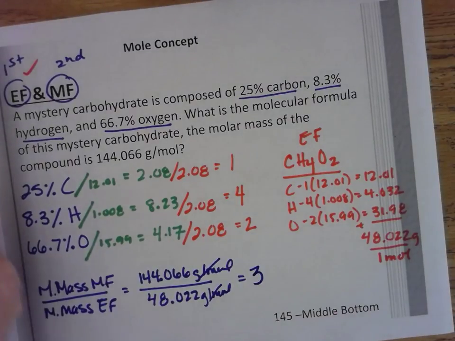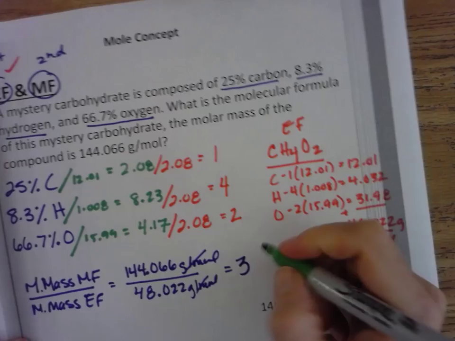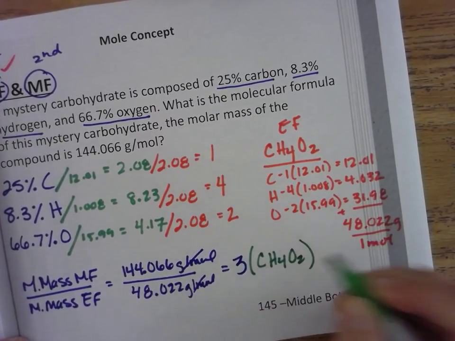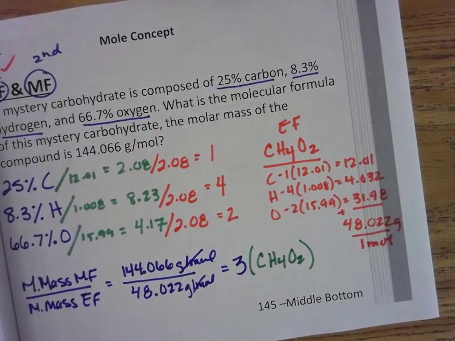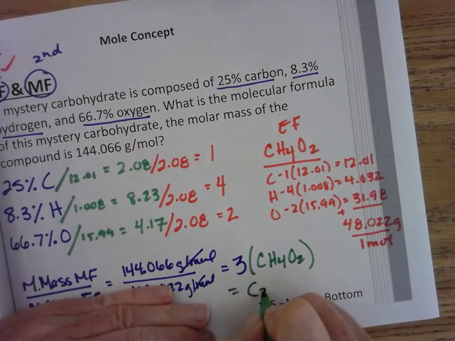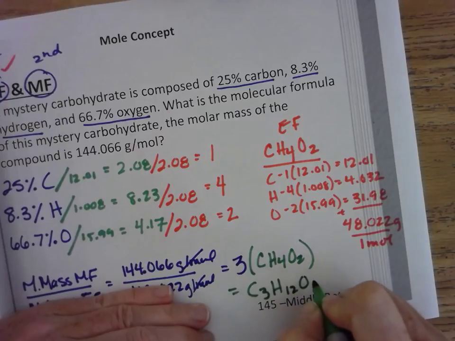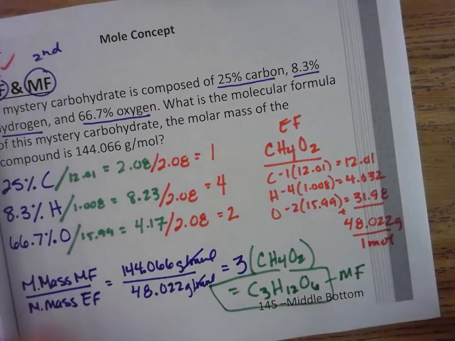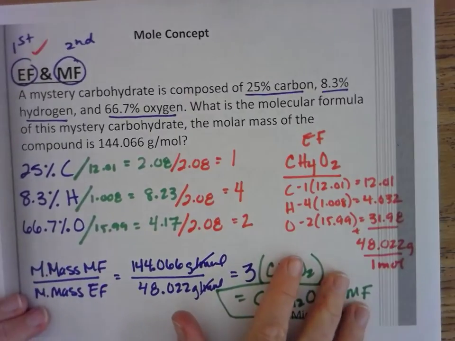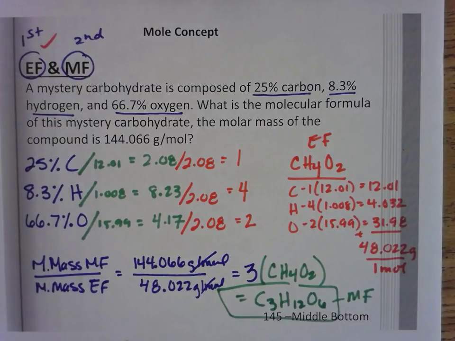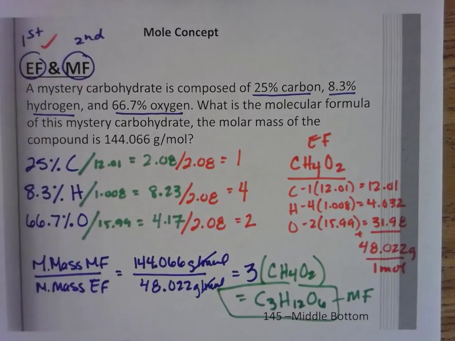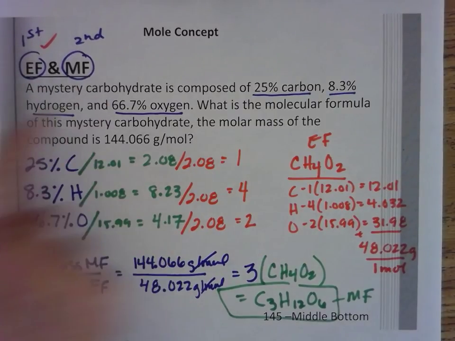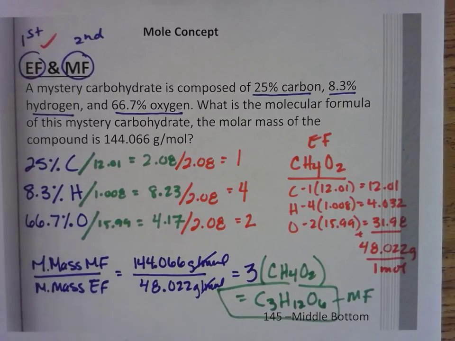So the final step, I need a formula. I take that 3 and multiply it through, and I get C3H12O6. This right here is my molecular formula. So I just found the empirical and the molecular formula of the mystery carbohydrate. It is C3H12O6.